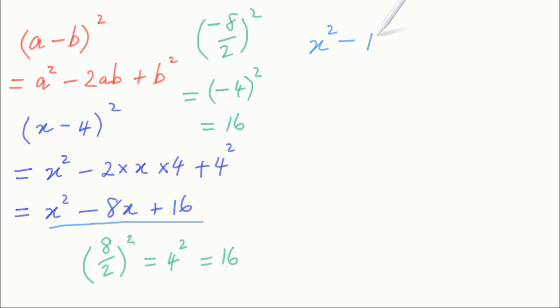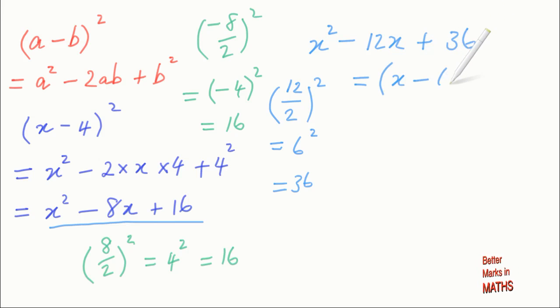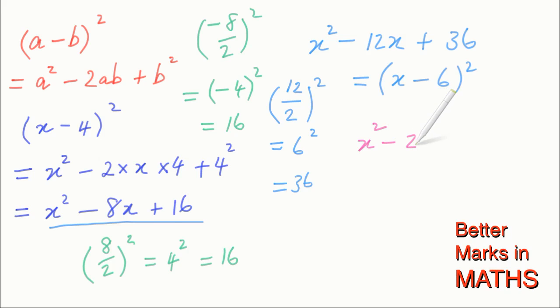x squared minus 12x plus 36. Once again, this being positive, that being negative, it could be a perfect square, and to test it, just go 12 divided by 2, all squared. That's equal to 6 squared, which equals 36, which is the last term. So that means that can be written as x minus, and the square root of 36 is 6, x minus 6 all squared. One more example, x squared minus 20x plus 100.